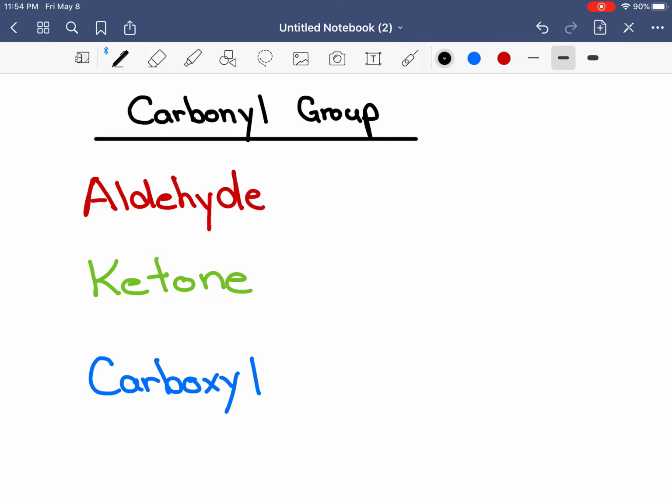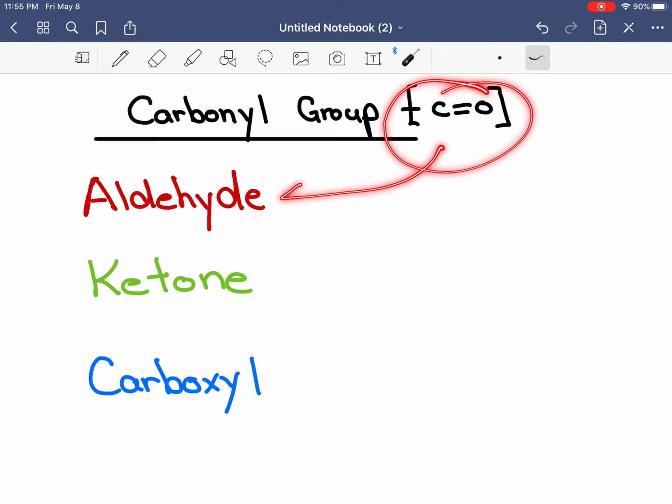Now, the question is this: what is carbonyl? Carbonyl stands for carbon connected to oxygen, double bond wise. So whenever you have carbon connected to O, C double bond O, that's considered to be a carbonyl derivative. And this can happen here, here, and here. Now, this is where the difference comes in.